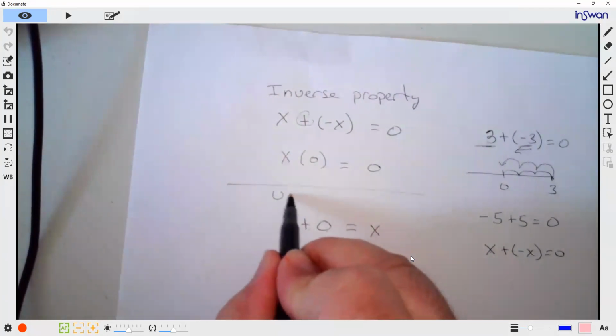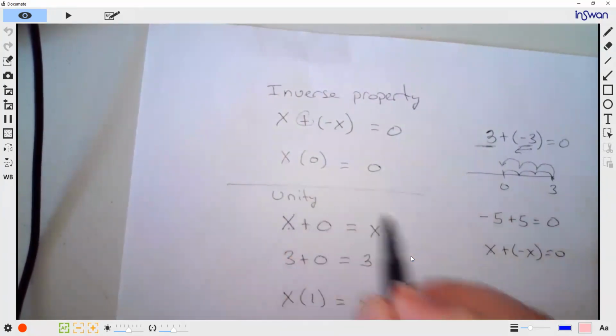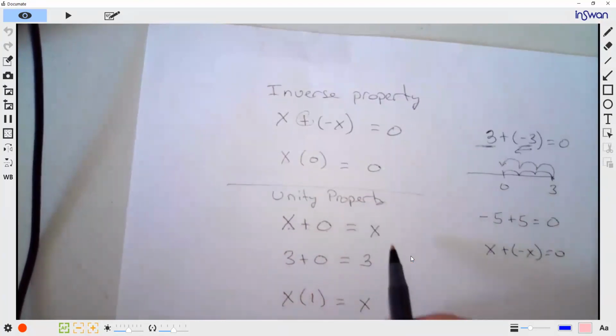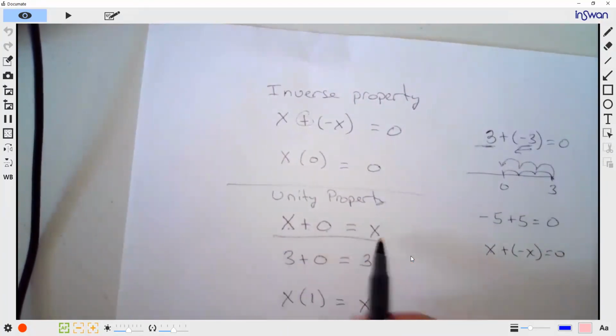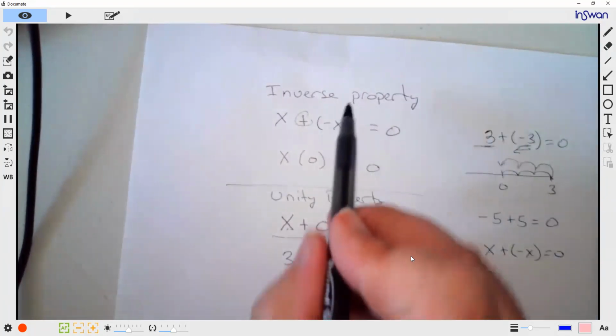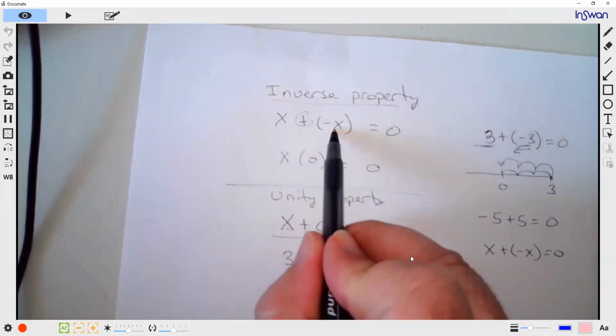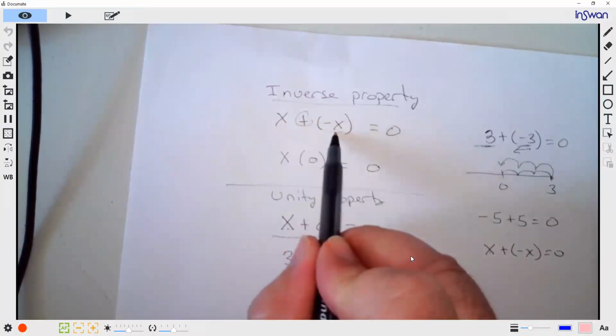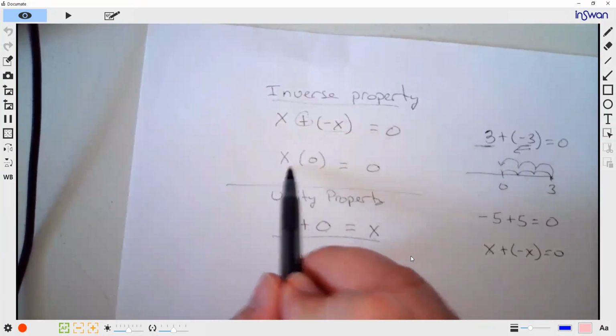And this is called the unity property. Because of the unity property, nothing changes. If you add 0 to something, it doesn't change. If you multiply by 1, it doesn't change. The inverse property: to get rid of something, you have to add the opposite of it or multiply it by 0.